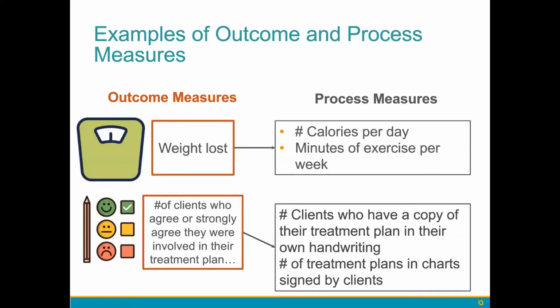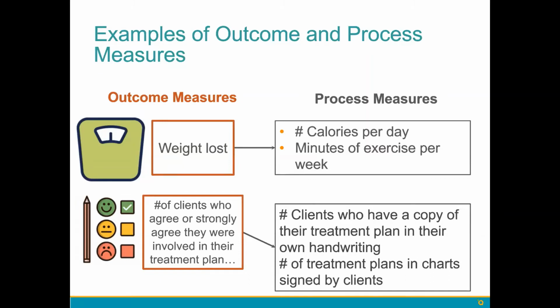So outcome and process measures. Here's a real easy one, and this is one we can all probably relate to. I notice on Zoom when we get to see faces that some people have done really well with this COVID thing, and their face has not changed a lot. And others of us have not done so well, and our face is a little bit bigger than it used to be. So see where you are in that. I see some smiling faces.